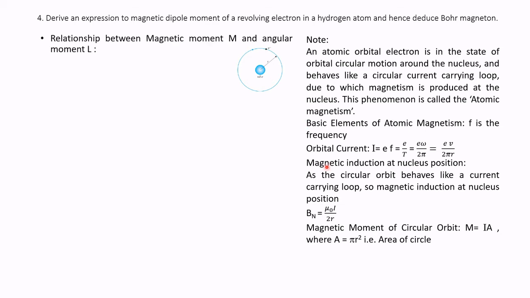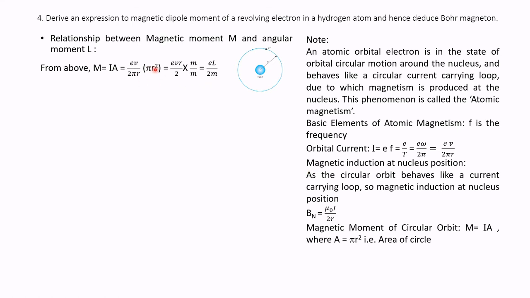Now let us solve the problem. Relationship between magnetic moment and angular momentum. There are two moments. One is magnetic moment m and the other one is angular momentum L. From this equation, m is equal to I A, and I is equal to e v by 2 pi r. This is the relationship here.